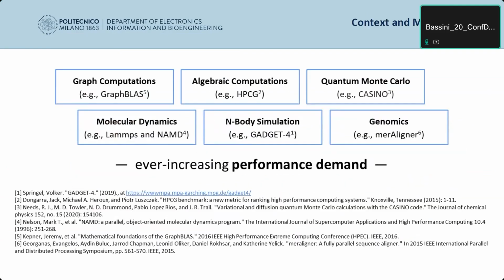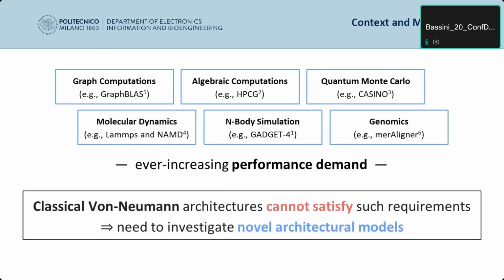So, as we all know, we have an ever-increasing demand for more performance and the ability to process more data. And recent technological limitations have made clear that classical fundamental architectures are insufficient to meet this demand. And therefore, we push for research that goes into the direction of exploring different architectural models.